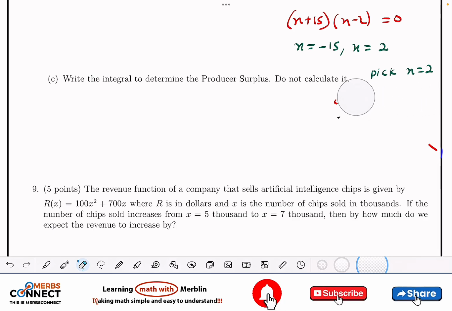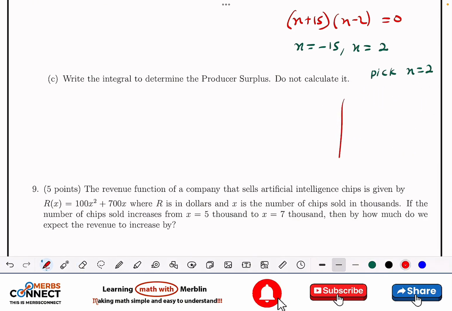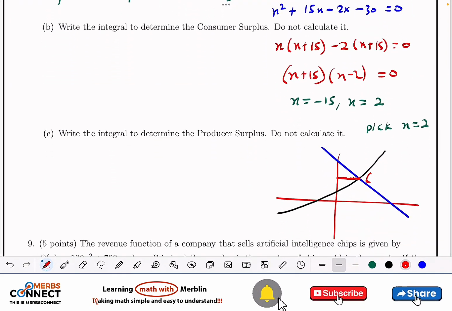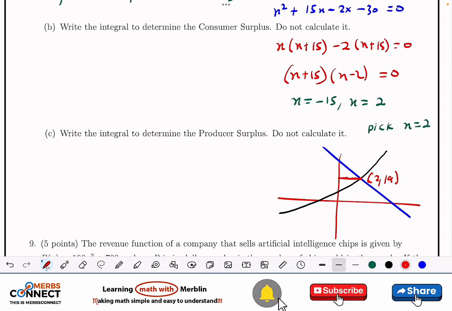Let me sketch this one big so that you can see it well. So I have this, and then I have my demand line, and then let's assume that I have my supply line too. So this is kind of something like this. This line here is the one giving us the equilibrium point. So the equilibrium point is 2 and 19. But the 19 is this line. This line here is 19. So this portion is the producer surplus and this portion is the consumer surplus.